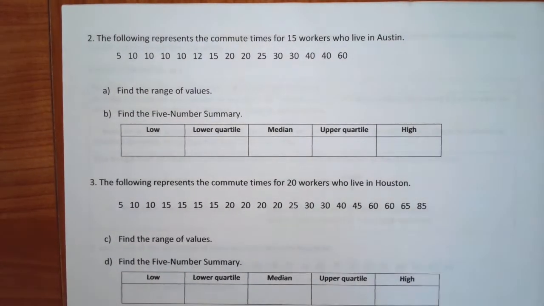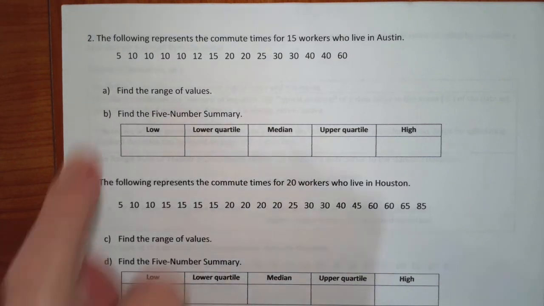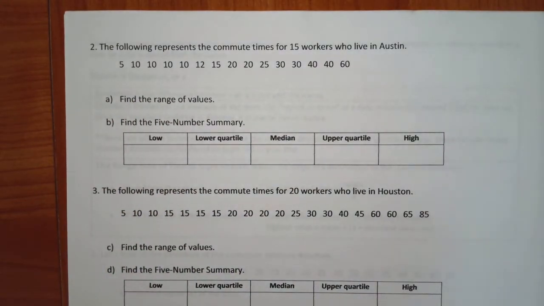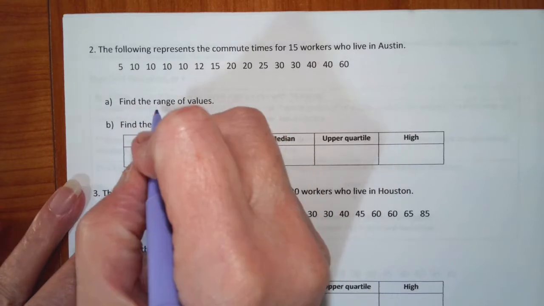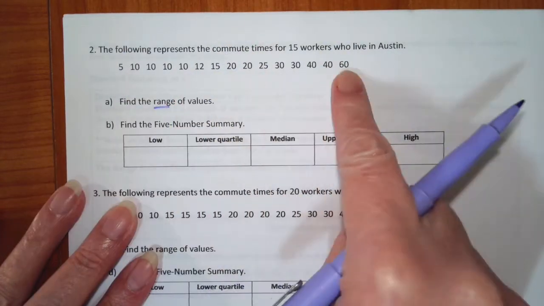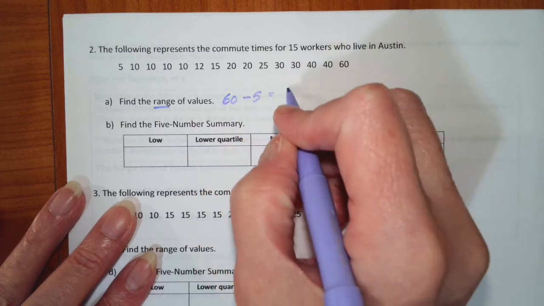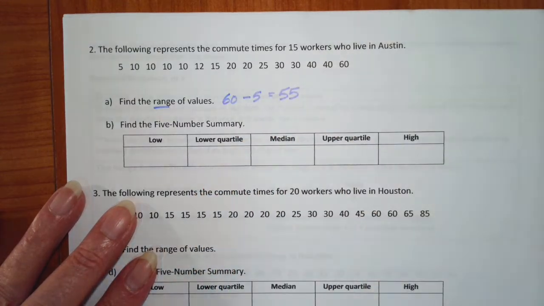Okay. The following represents the commute times for 15 workers who live in Austin. So the time it takes them to get to work, school, whatever. It goes from 5 minutes to 60 minutes. I think this was probably done a while ago. To find the range of the values, these are in order. So I take the highest minus the lowest, which gives us a range of 55.